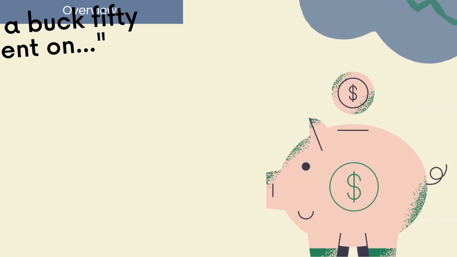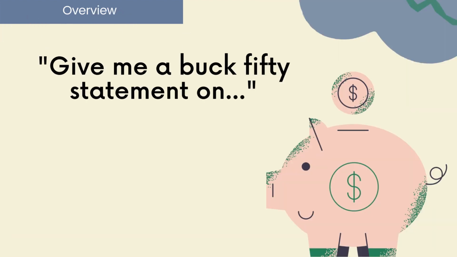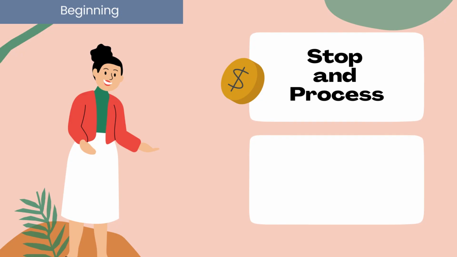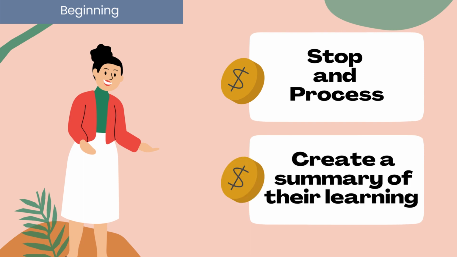By asking for a $1.50 statement, the student is provided with constraints on how long the summary can be, which is helpful when students tend to over-summarize what they have just read, heard, or saw. To begin, the teacher will decide when in the lesson he or she wants students to process. This can be at any point during a lesson, depending on when the teacher needs students to be able to create a summary of their learning.